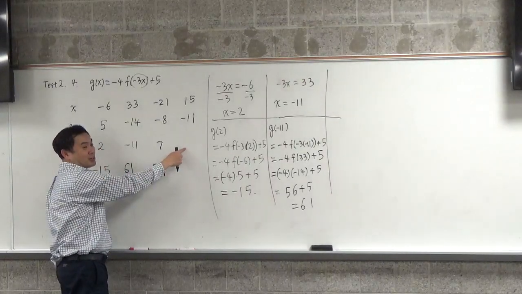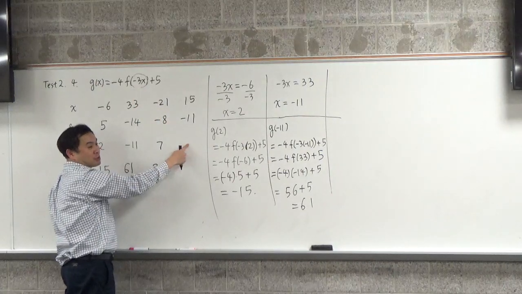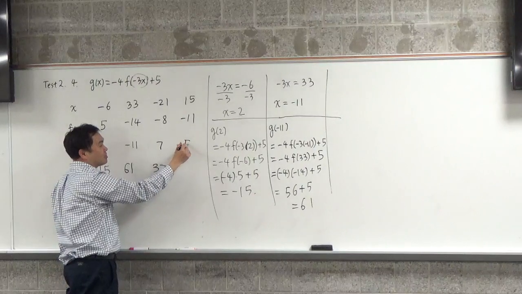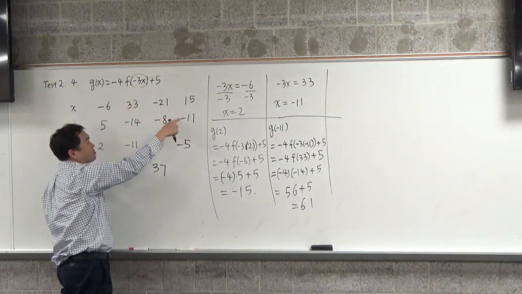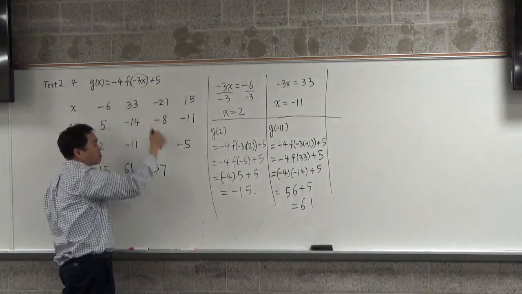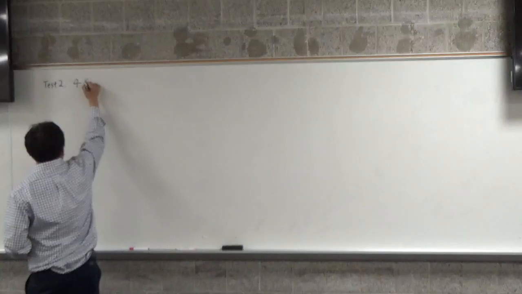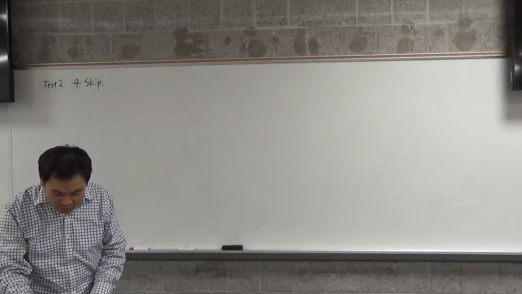What should be here? 15 is equal to negative 3x. What's x? Negative 5. So when you plug in negative 5, it'll be f of 15, which is negative 11. Negative 11 times negative 4 is positive 44. Plus 5, that's going to be 49. Done. So 4 we have to skip. We didn't do even or odd.